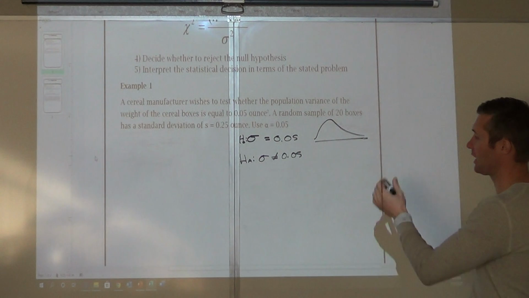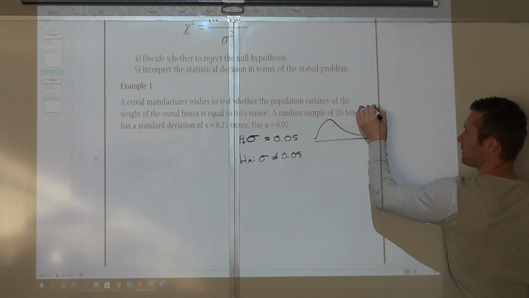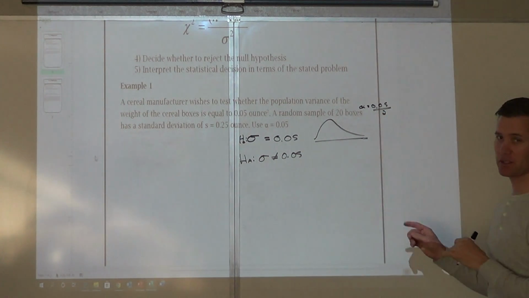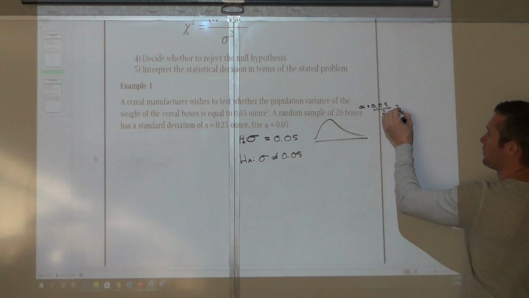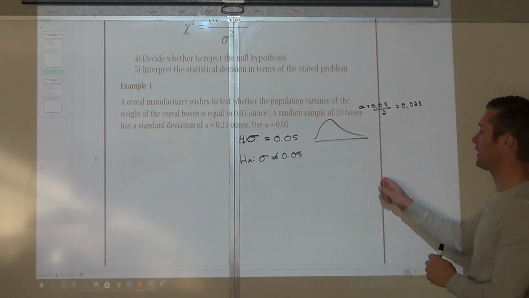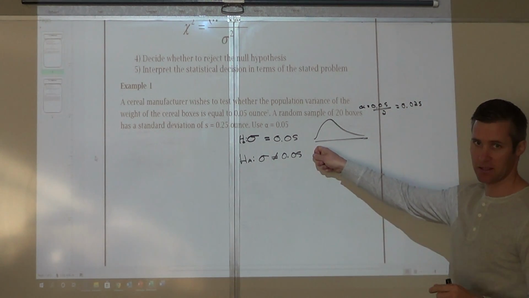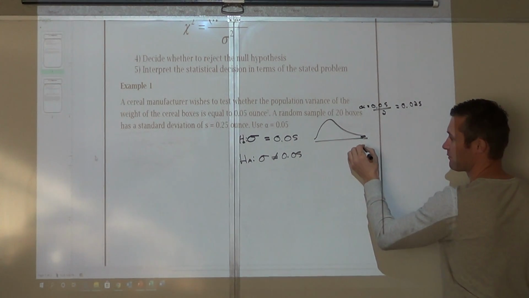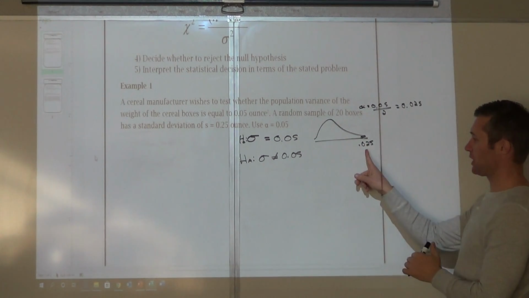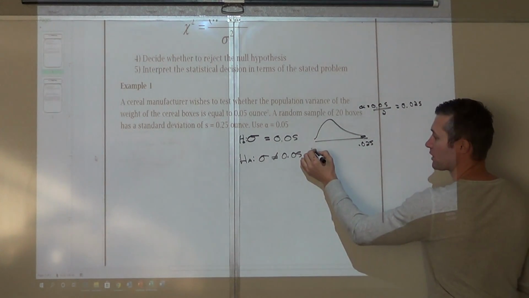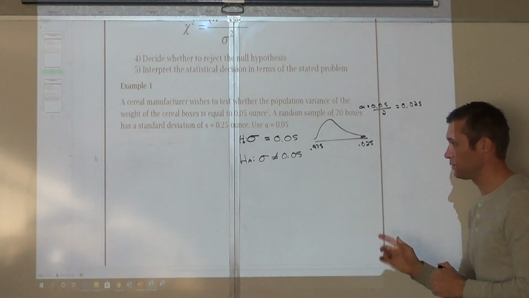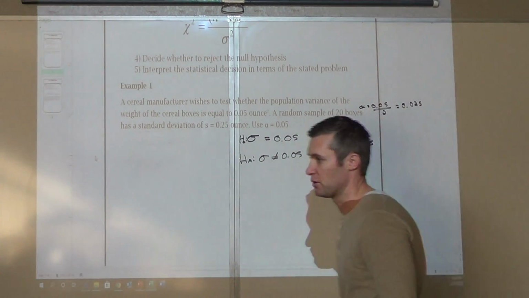Our alpha value is 0.05, so we have to divide that by 2. The difference in this chart is that before, we just came up with 0.025 and could say it's 0.025 on this side and on this side. Now we're going to find this for 0.025, but for the other side, we have to subtract that value from 1. So we're going to look at 0.975 on this side. We're going to use our chart to come up with these two.